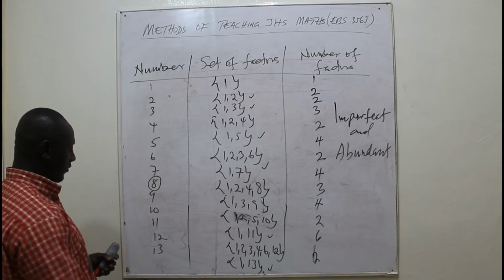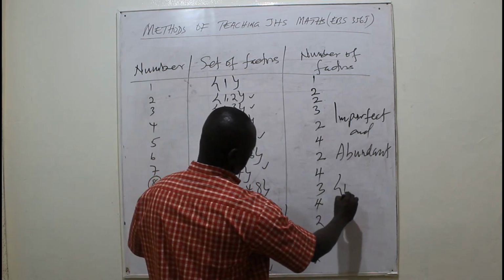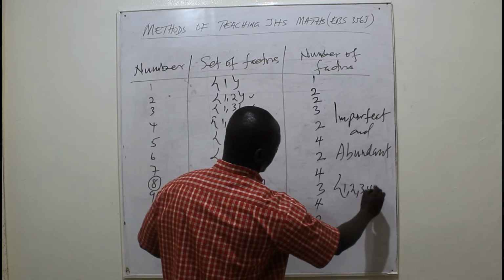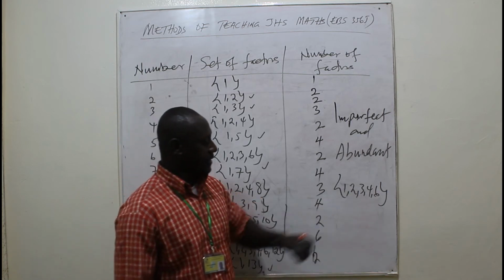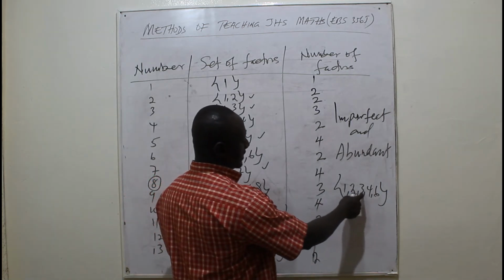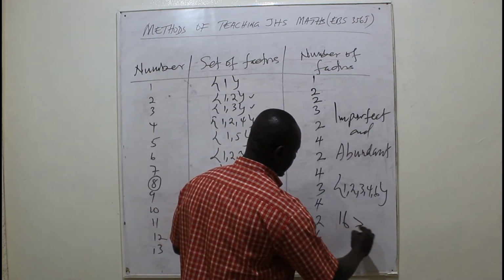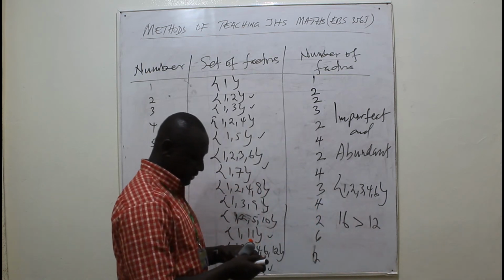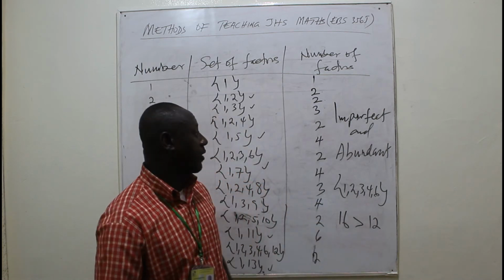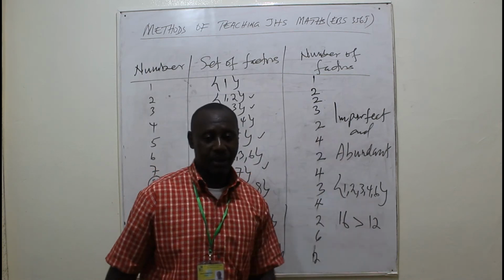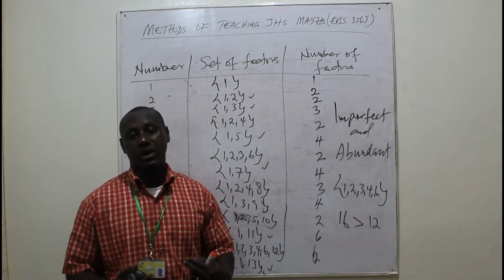Let's look at this number 12. The proper factors of 12 are 1, 2, 3, 4, 6. These are the proper factors of 12. If we add these numbers, what are we going to get? 1 plus 2 is 3, plus 3 is 6, plus 4 is 10, plus 6 is 16. 16 is greater than 12. And because the sum of the proper factors of 12 is greater than 12 itself, 12 is an imperfect and abundant number. Okay? So when we use this, we can ask the children to explore and then challenge them.